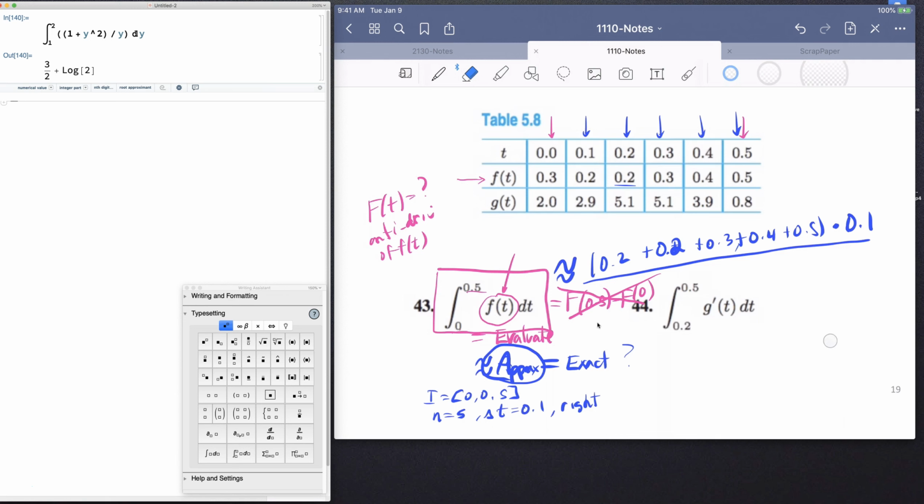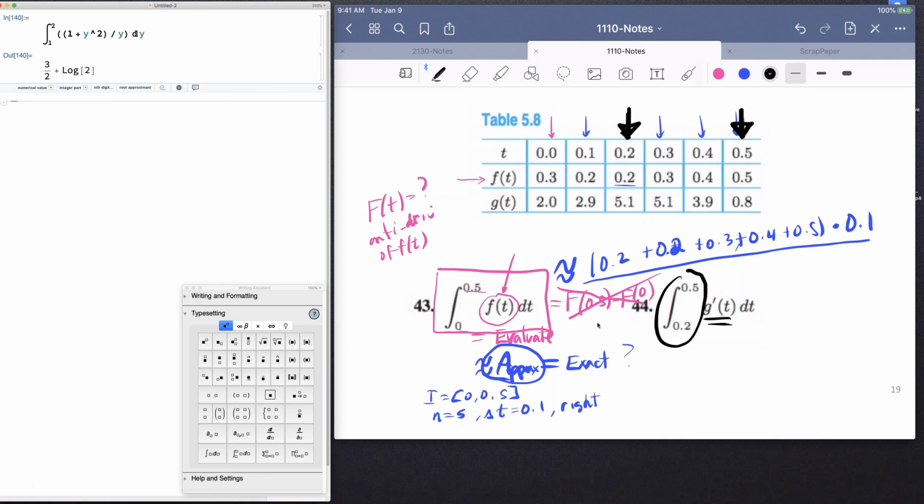This problem is a little bit different. We've been asked to compute a definite integral from 0.2 to 0.5. So here's 0.2 up to 0.5. And we're being asked to find the antiderivative of g prime.